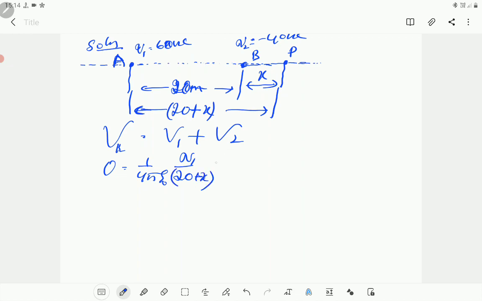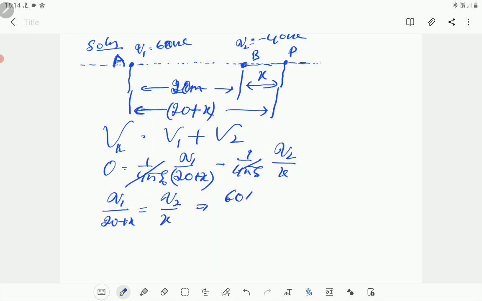Charge is negative, minus q2. I am writing the minus here itself. Minus 1 over 4 pi epsilon 0 q2 divided by x. 1 over 4 pi epsilon naught cancels on cross multiplying, it becomes 0. So you have q1 divided by 20 plus x that equals q2 by x. q1 is 60 nanocoulomb divided by 20 plus x that equals 40. Minus, I have already written it, see here. That's why I am not writing minus again.